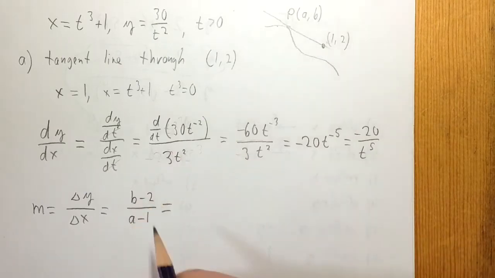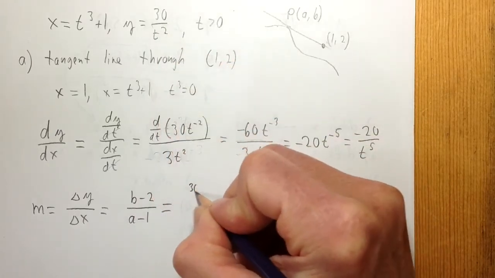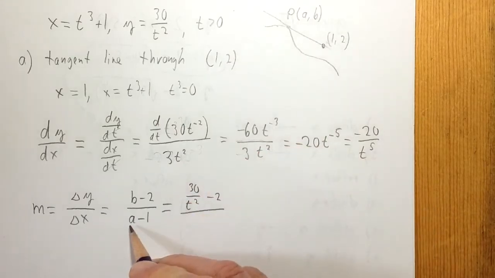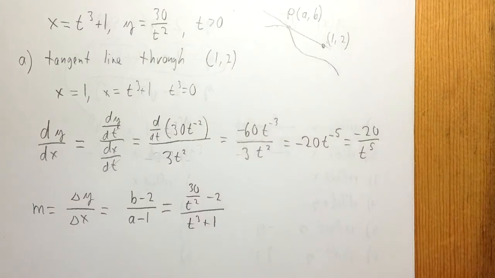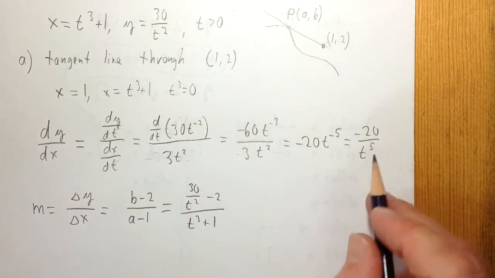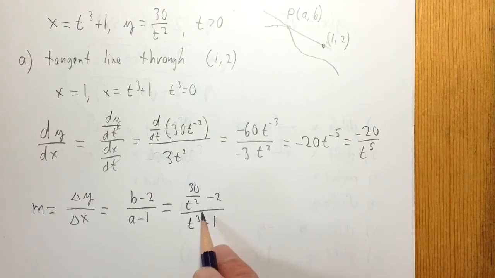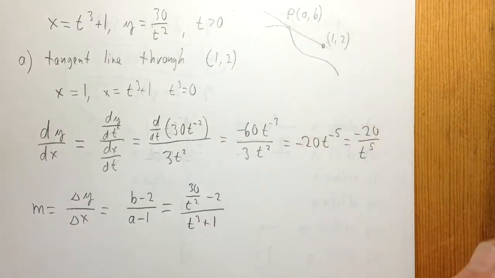But what is b and a? B is y, and y is 30 over t squared, so that's 30 over t squared minus 2. And a is x, and x is t cubed plus 1, so over t cubed plus 1. So that's our slope, and now we have two equations for the slope. We can set them equal and solve for what time they have the same slope. That's what we need to figure out.